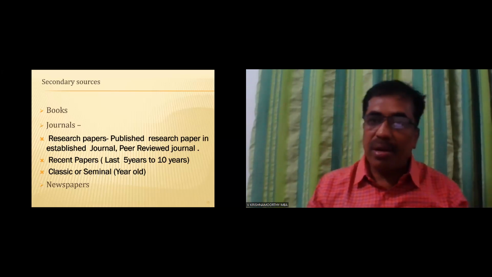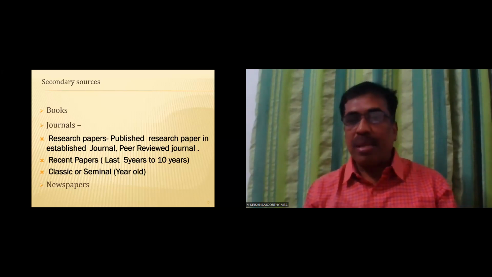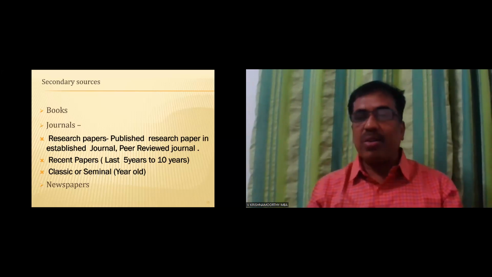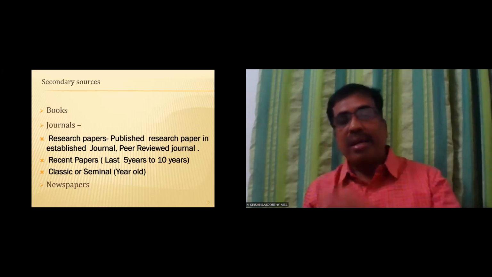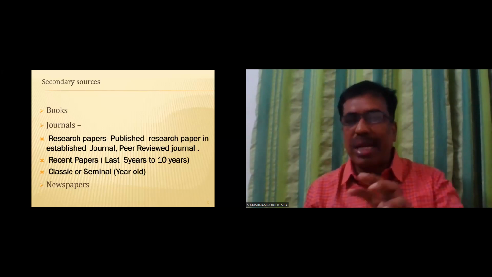Peer-reviewed journal means journals can be classified into different types. One may be single review. Single review means when you send your article to the particular journal, tomorrow it will be accepted. Day after tomorrow, you are asked to pay the money. Then the next day you can get a publication. Okay, that is one kind of journal.